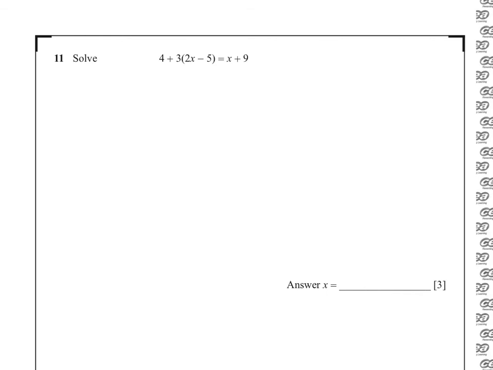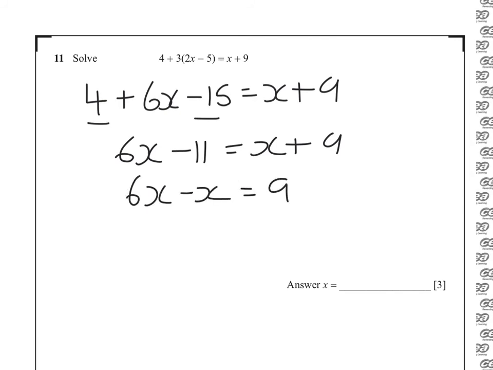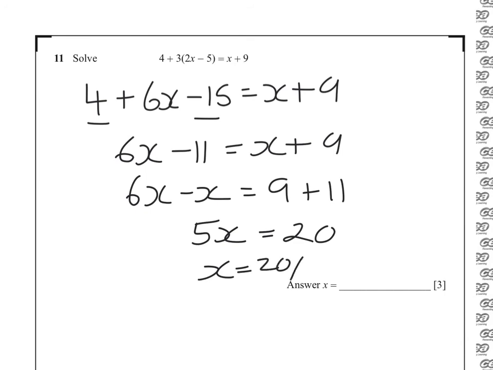First thing I'm going to do is expand the brackets. 3 times 2 is 6. 3 times minus 5 is minus 15. 4 take away 15 is minus 11. That means that 6x take away x has to equal 9 plus 11. 5x is 20, so x will be 20 divided by 5, which is 4.